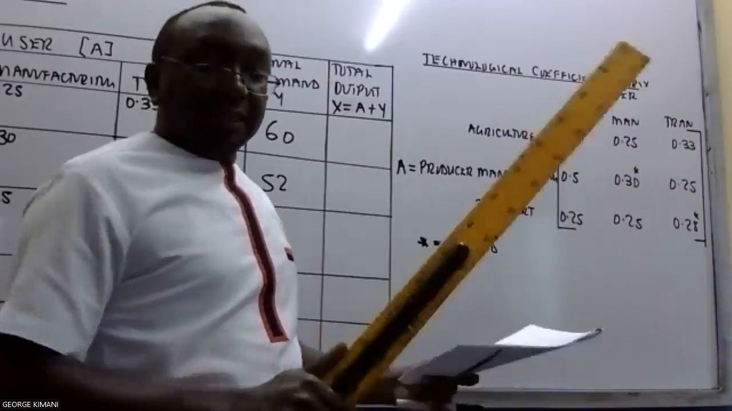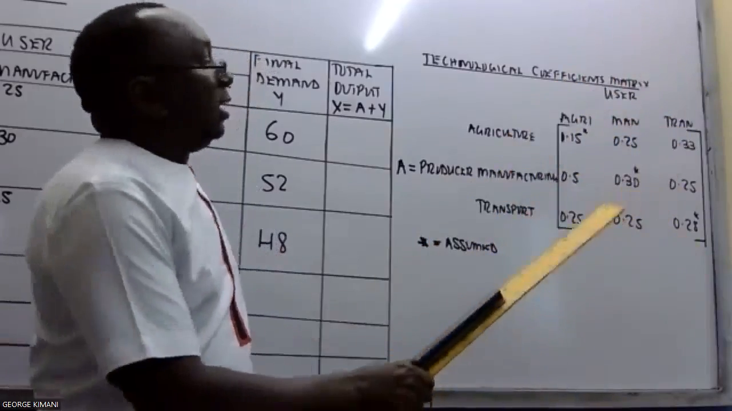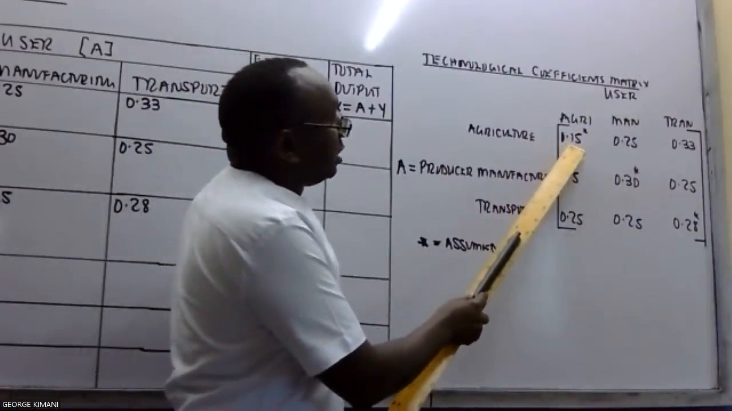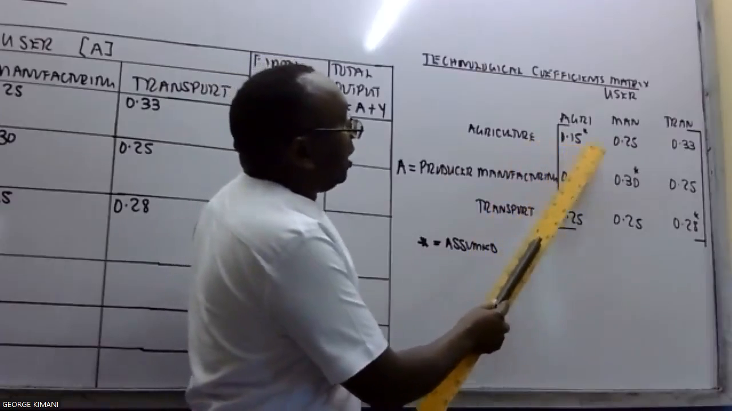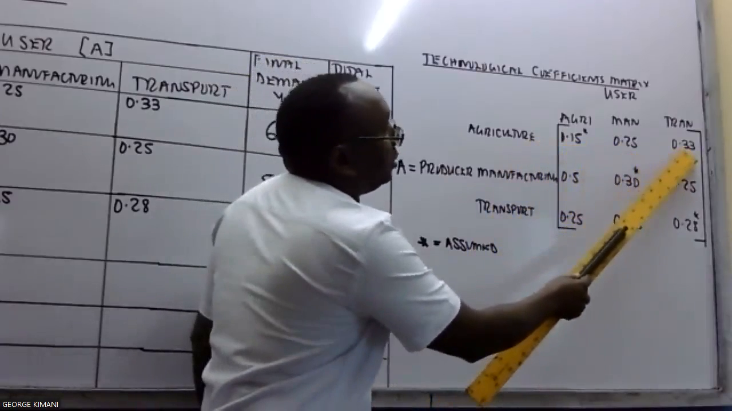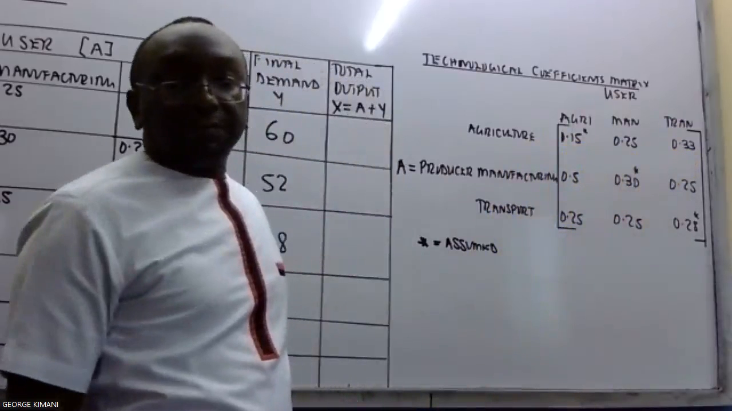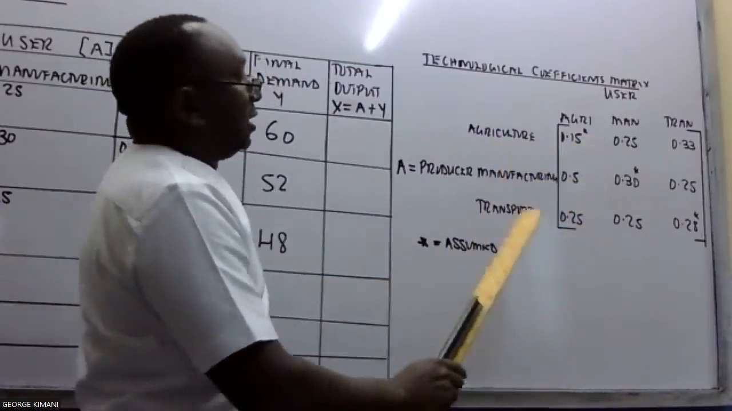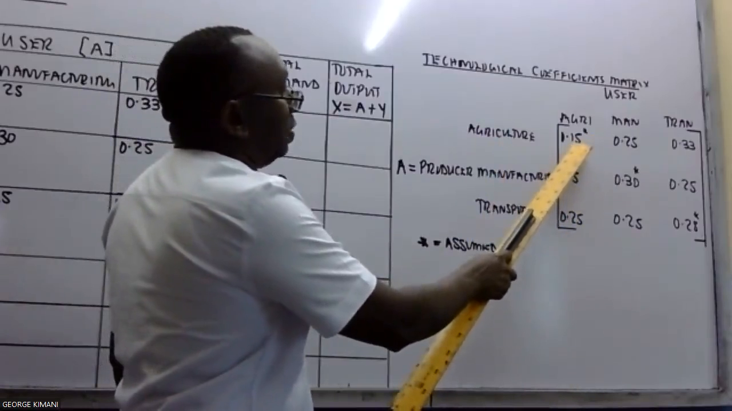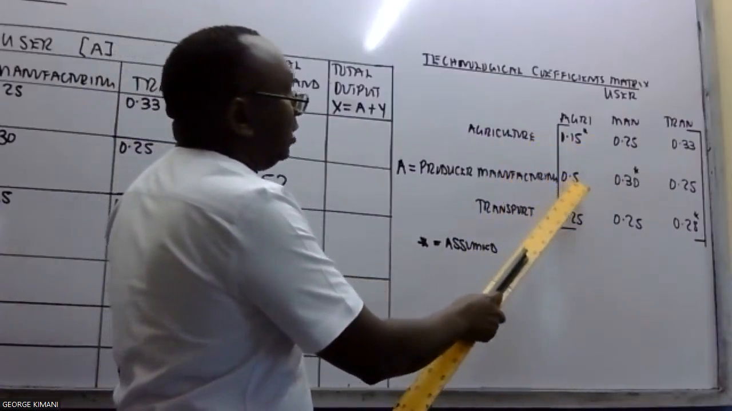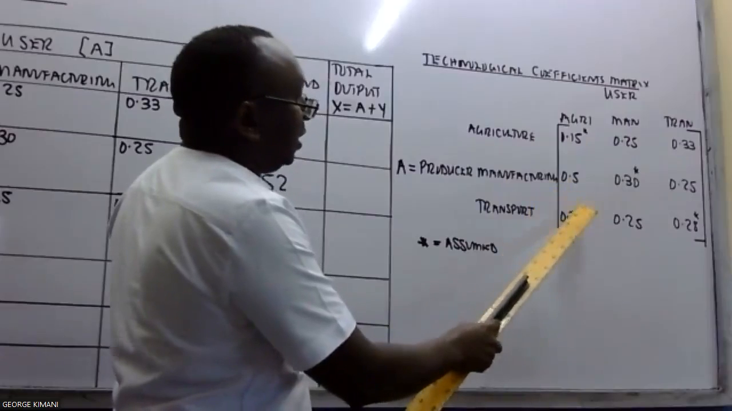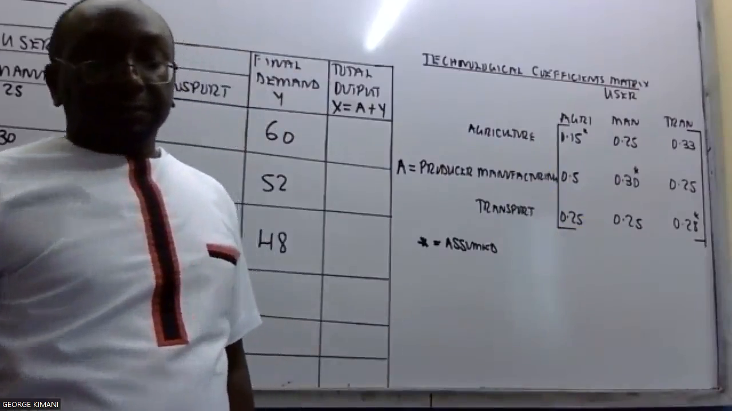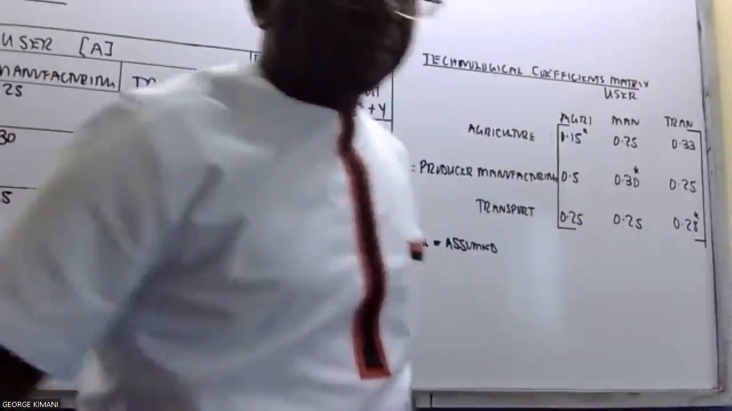Okay. In very simple words, these are quantities of output of agriculture that go to agriculture. This is that goes to manufacturing, and this goes to transport. We interpret downwards. This is the value that comes to agriculture from agriculture. This comes to agriculture from manufacturing, comes to agriculture from transport. Is that okay? That's okay.